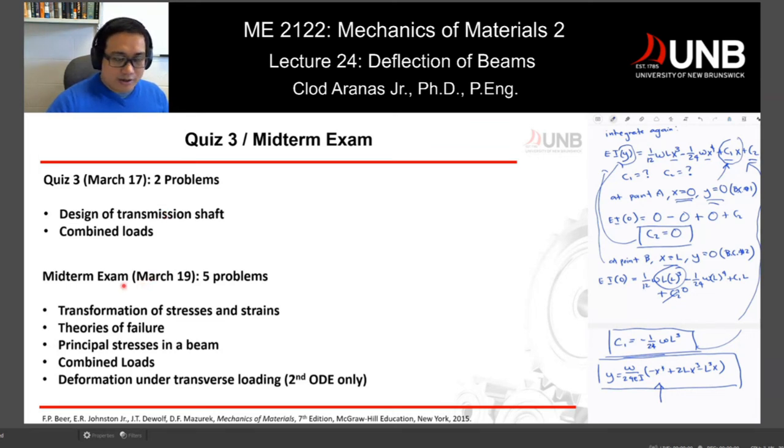And the midterm exam, which would be on Friday, is a 3-hour exam. It consists of 5 problems: transformation of stress and strain, theories of failure, principal stresses in a beam, combined loads, and deformation under transverse loading, which is a second order differential equation. That's what we discussed right now. You can see that design of transmission shaft is not included in the midterm exam, but it may be included in the final exam. So just keep that in mind. You can skip this one for your midterm, but take note, this is included in quiz number 3 and might be included in your final exam.